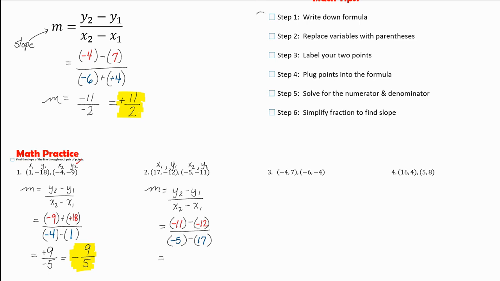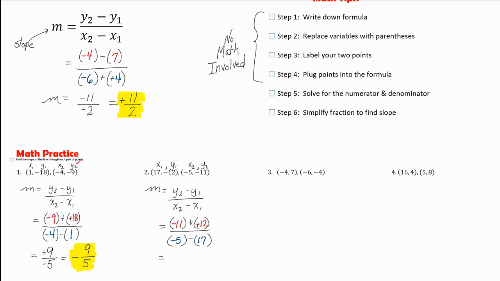All of these first 4 steps have no math involved. We need to make sure that we understand the routine, so there's no math involved, and it's not until we get down to step 5 and step 6 that we are going to be adding or subtracting integers and simplifying our fraction. With that being said, negative 11, and this turns into a positive, a negative and a negative is a positive 12.